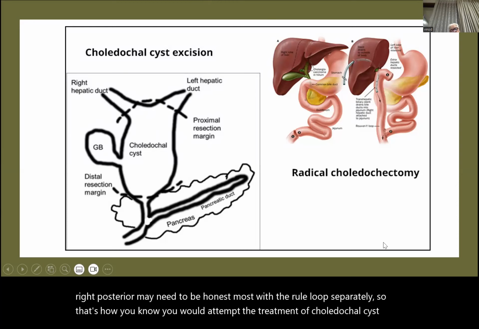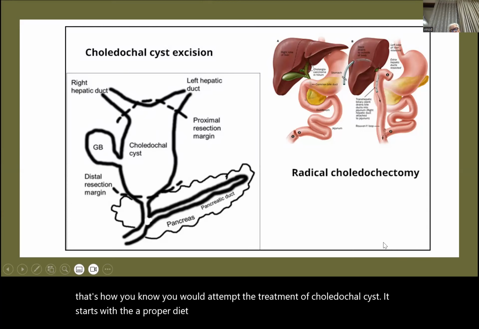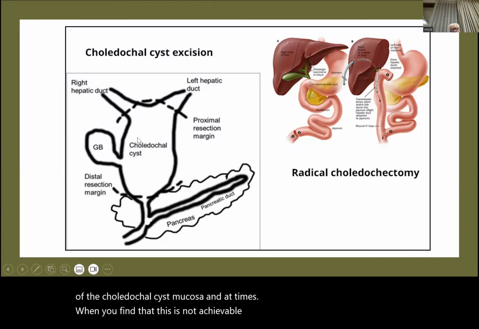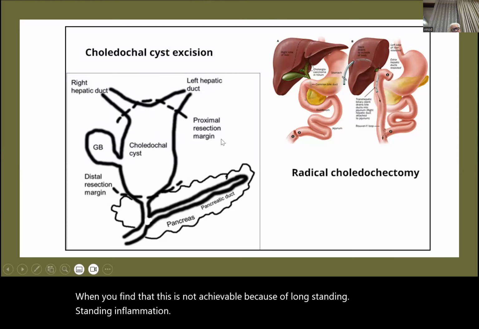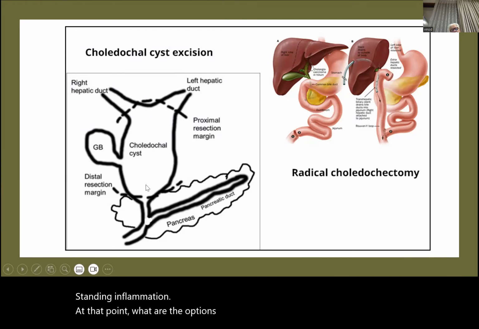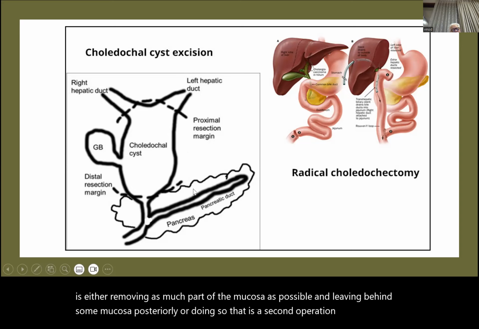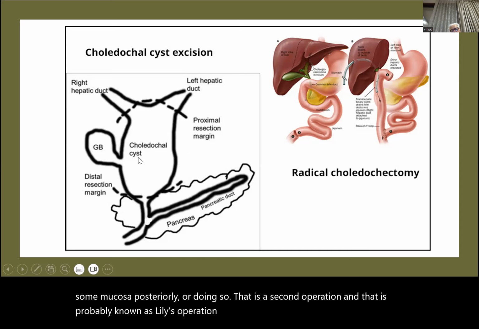It starts with a proper diagnosis, and then managing according to total excision of the choledochal cyst mucosa. At times, when you find that this is not achievable because of long-standing inflammation, what are the options available? At that time, the only option available is either removing as much of the mucosa as possible and leaving behind some mucosa posteriorly, or doing a second operation, and that is probably known as Lily's operation, which is of course nowadays hardly done.